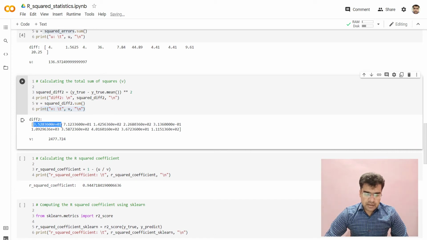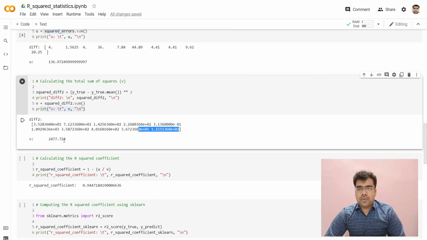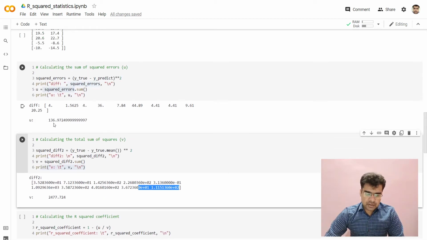3.5625 is E01, the squared difference between the truth value and the ground truth value for the first sample. Like this I will be having the squared difference values for all these 10 different terms. And finally I will be calling the sum function, and this sum function will add all these numbers. So end of the day what I'm going to get is the value of v as 2477.724.